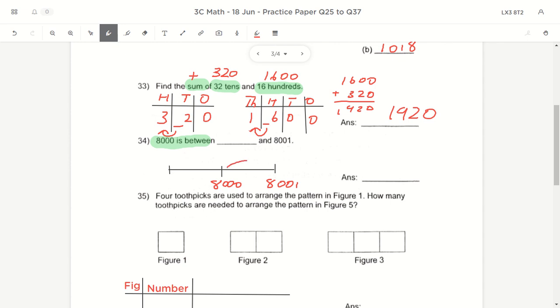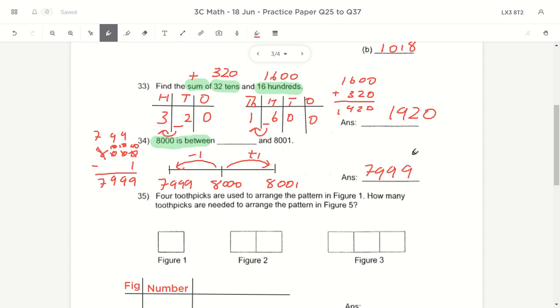So if I move forward, this part is to add 1. If I move backwards, that means I need to minus 1. So very simple, 8000 minus 1. Some of you don't even need to do working for this, but let's say I do working. This is 7, this is 10, this becomes 9, this becomes 10, this becomes 9, this becomes 10, this is 9, 9, 9, 7. So the answer is 7,999.